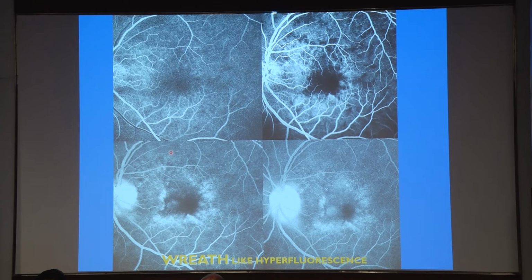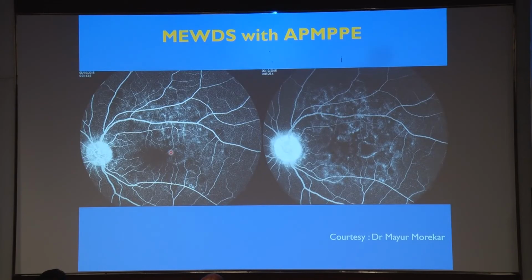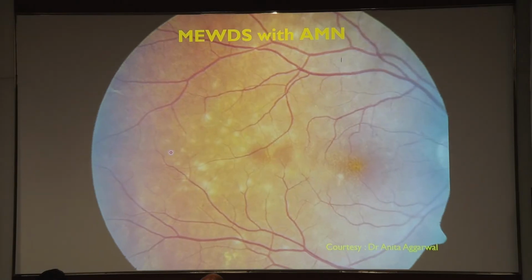So this is the FA picture. They can have MEWDS with APMPPE. You are able to see the fluorescein angiography picture also in this. They can be associated with acute macular neuroretinopathy.